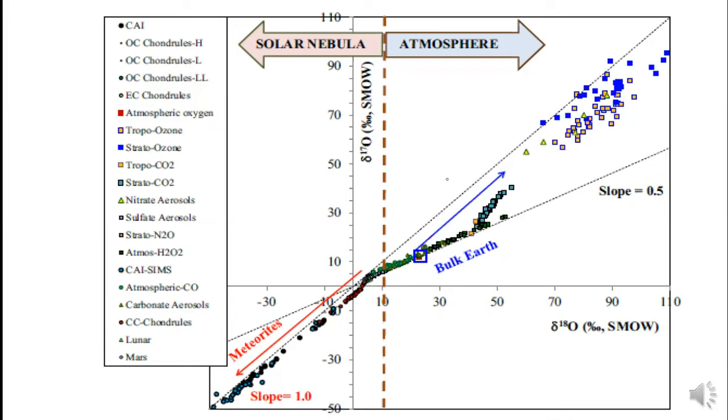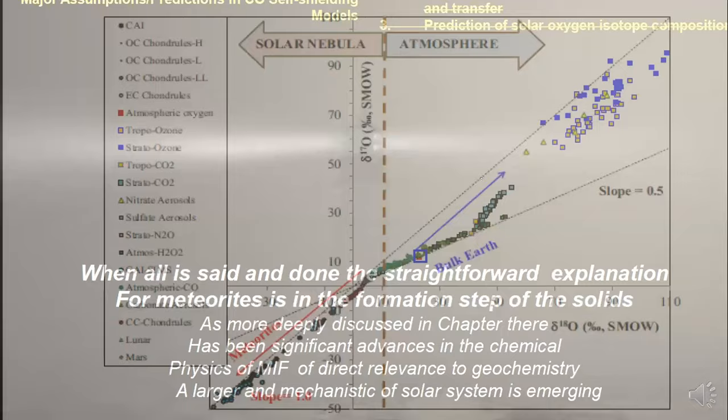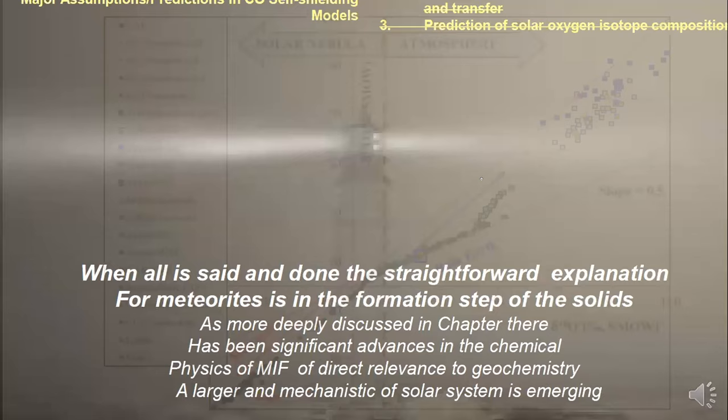And so this last figure that I show here shows that here's all the meteorites along Slope 1, here's the mass trap fractionation line, and here's most of the atmospheric species which lie basically along a Slope 1 line. So you only need one reservoir.